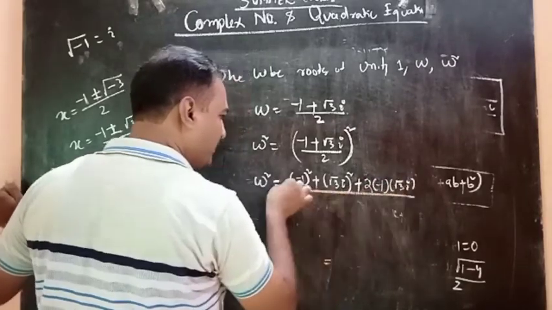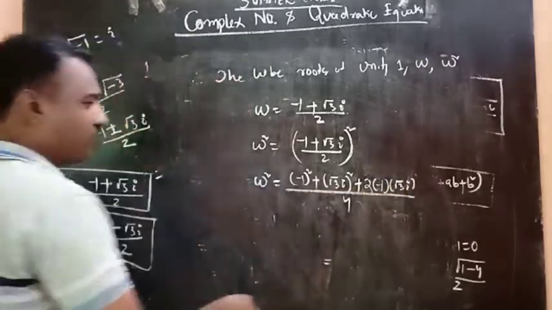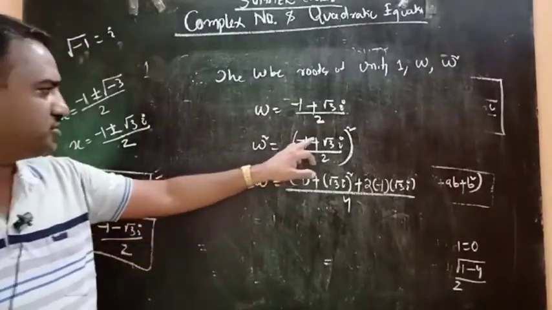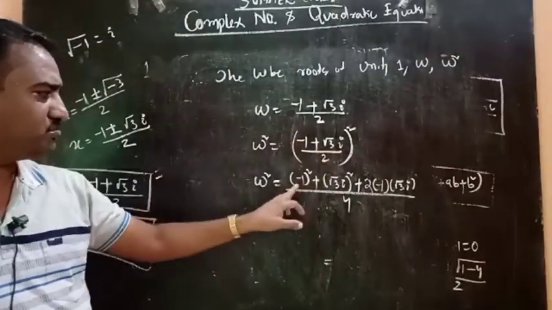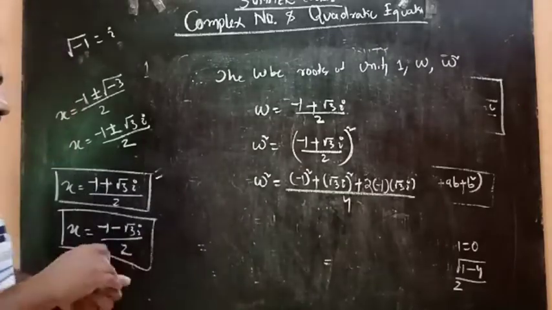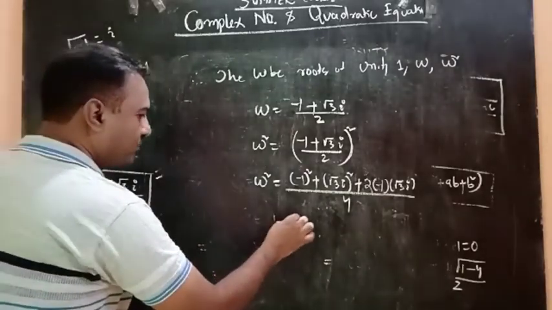Then by 4. Any doubt, students? I have to apply the formula a plus b whole square. Suppose this one is taken as a, this one is taken as b. a square plus b square plus 2ab. Then what will I get? So it will be 1.